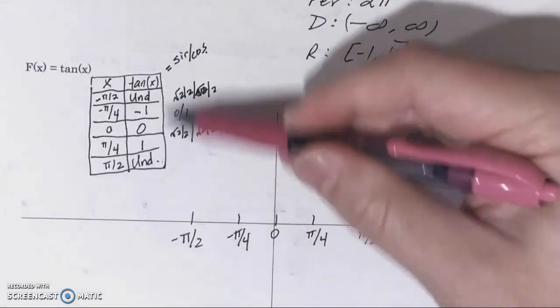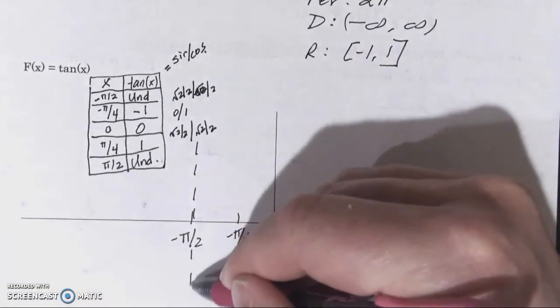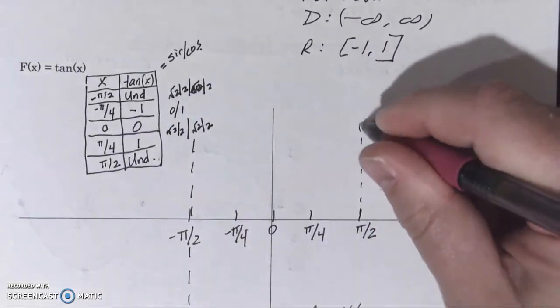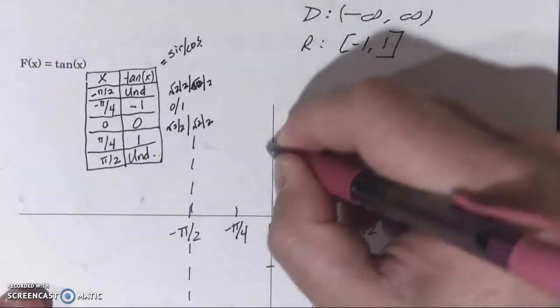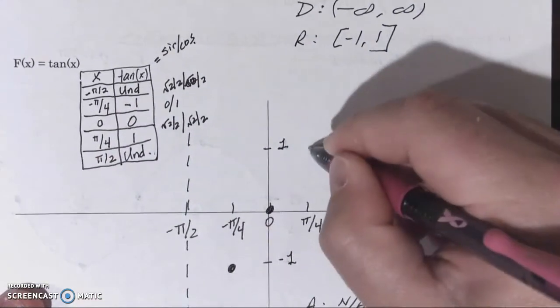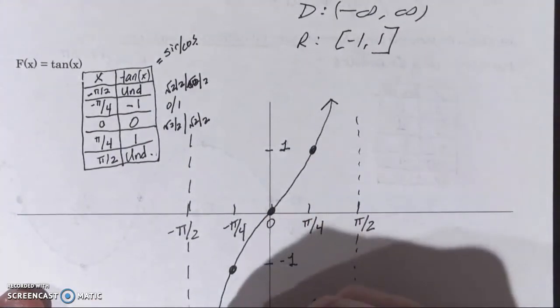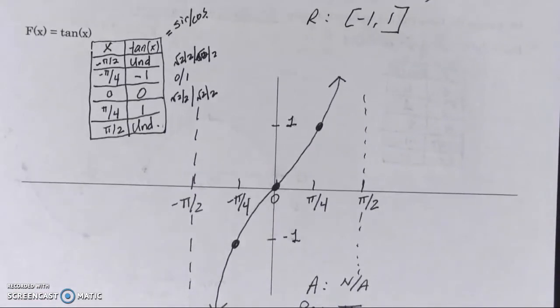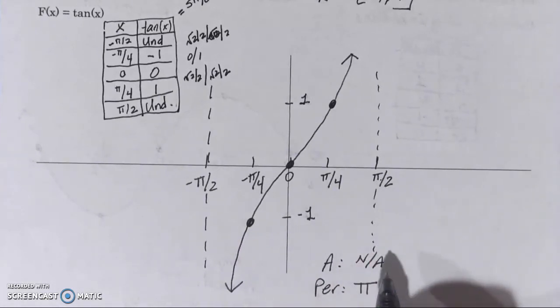At undefined spots on a graph, let's think of our knowledge of graphing, we would actually have a vertical asymptote there. And then we'll plot our points at -pi over 4, -1, 0, 0, pi over 4, 1, and this is the graph of tangent. Okay. Its period is pi. That's one of the differences between sine, cosine, and tangent. The parent function period is pi.